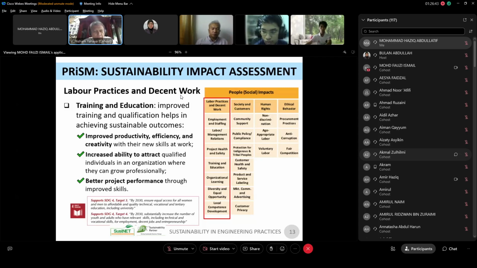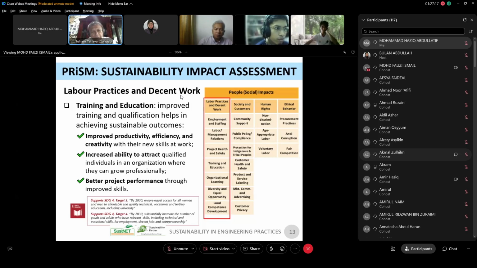There are many aspects of training you can do. One, currently you are being trained in the university to get the basic qualification, or basic understanding of what entails in the future. Secondly, you need to go into on-the-job training. Okay, you learn as you work. And thirdly, you go into formal training where you are sent to a training institute to learn. Overall, it is to ensure that you are able to improve your productivity, efficiency, as well as your creativity.